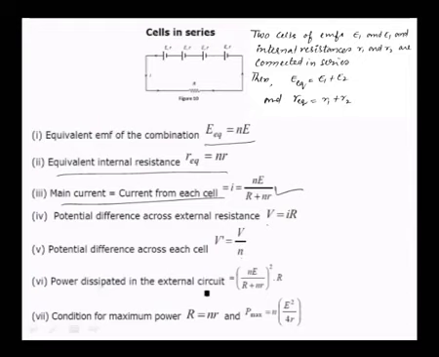The power dissipated is I square R, where this is the value of I. The condition for maximum power is that the external resistance is equal to the sum of the internal resistances, that is R = nr. Then power in the circuit is maximum, that is equal to nE square divided by 4r.